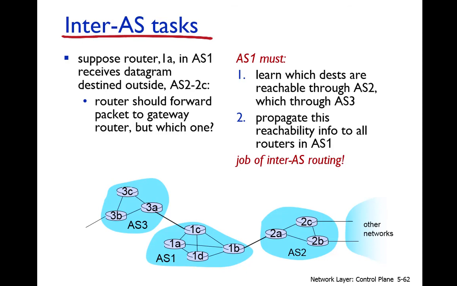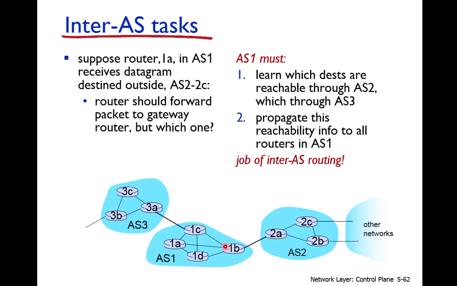Now, what is the inter-autonomous system task? Suppose router 1A in autonomous system 1 receives a datagram destined for 2C, for example. 1A wants to send data to 2C. So the router should forward the packet to a gateway. Which one, this gateway or this one?